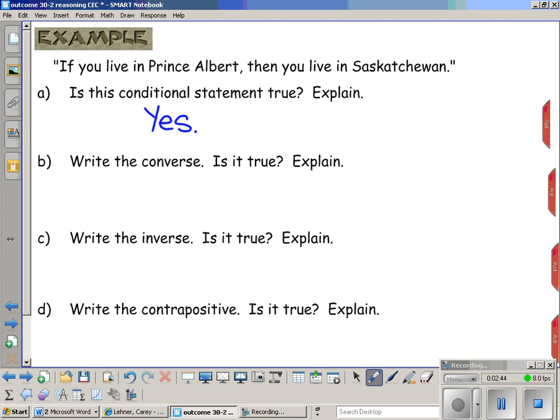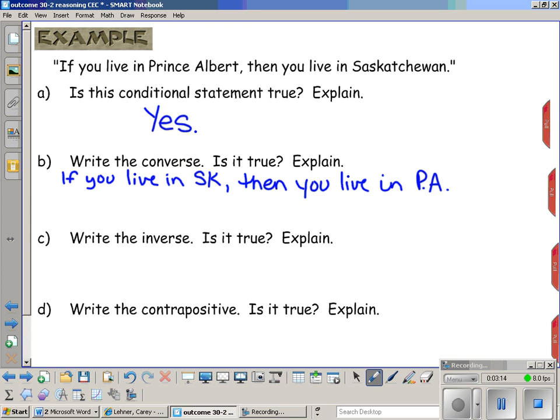Write the converse of this. So remember now, converse is what we looked at in the previous lesson. Converse is switching the hypothesis and the conclusion. So we're going to switch these statements around. If you live in Saskatchewan, then you live in Prince Albert. That's the converse. All we've done is we've switched the hypothesis and the conclusion.